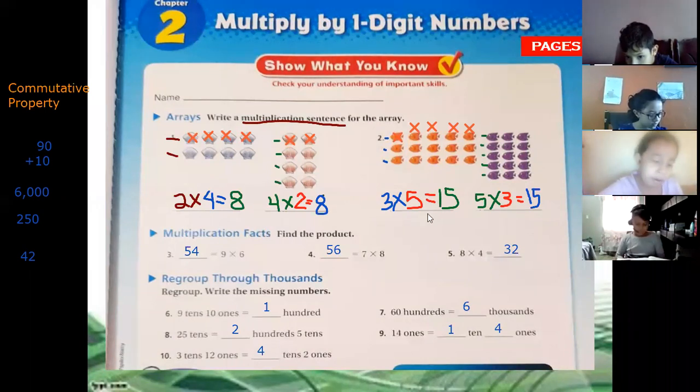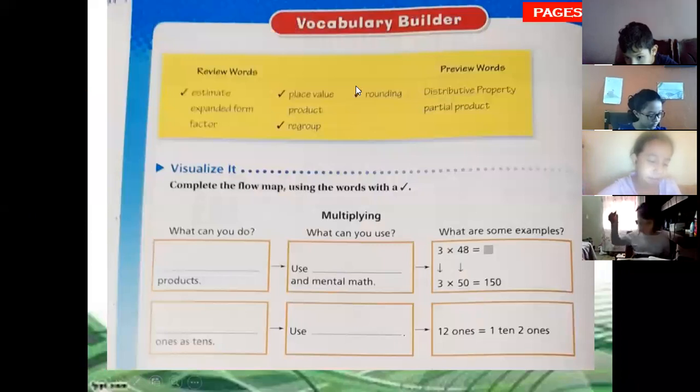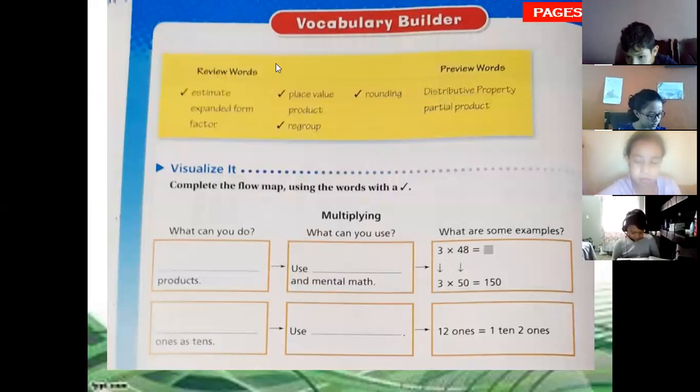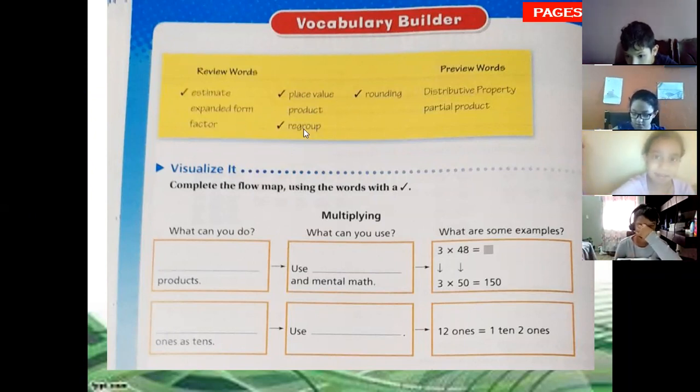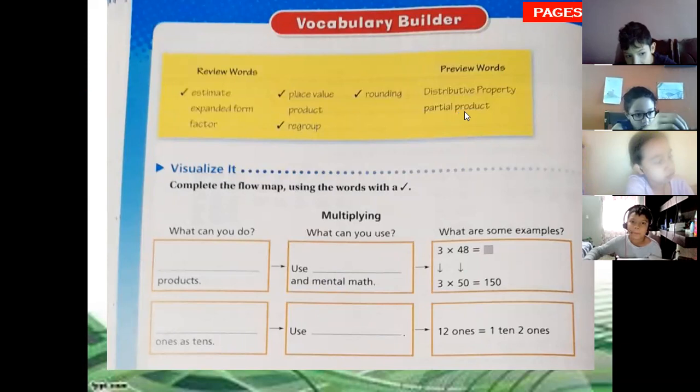Okay. Continue. Second page, 46. Vocabulary builder. We have review words because we saw these words in previous classes: estimate, expanded form, factor, place value, product, regroup, rounding, okay? And the new words are distributive property and partial product.